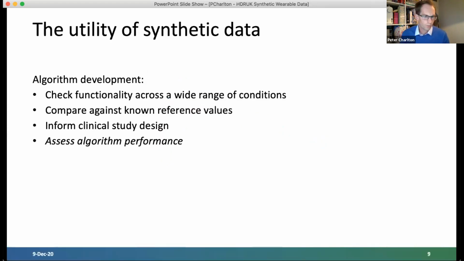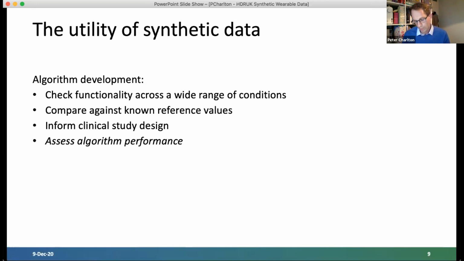The utility of synthetic data. Well, for me as an engineer, my primary use case is in algorithm development. Synthetic data allows me to check the functionality of algorithms across a wide range of conditions, so I can control what the cardiovascular conditions are that result in that particular signal.